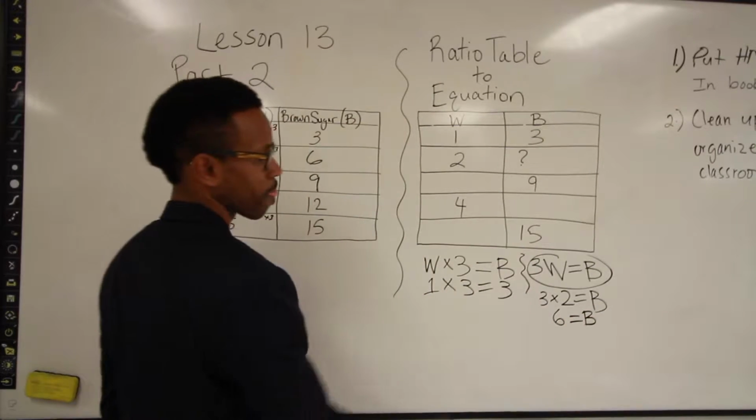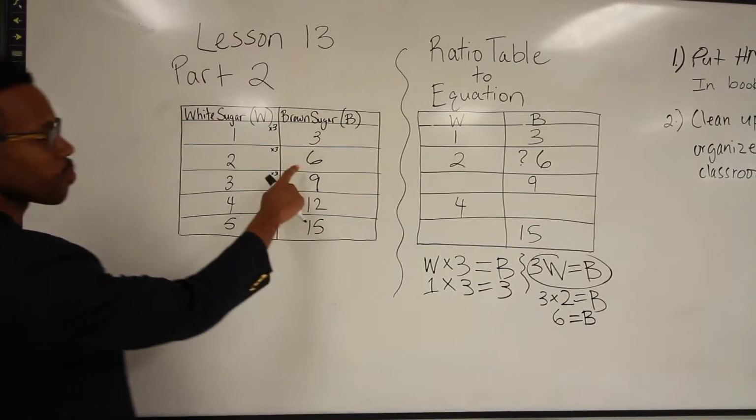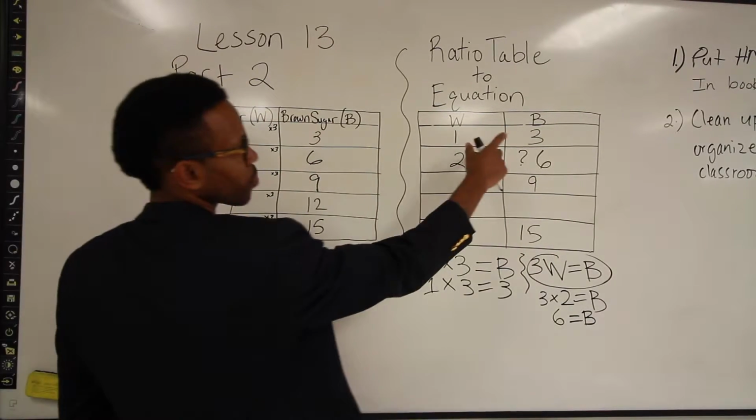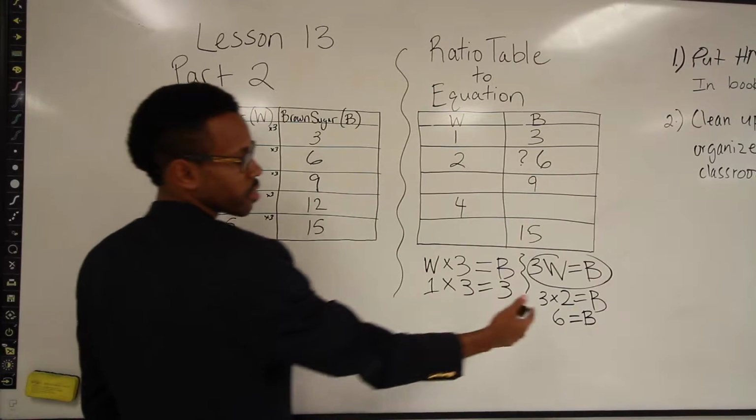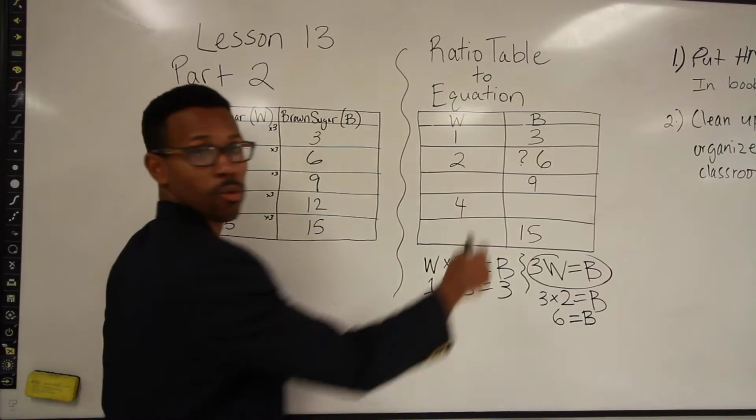Okay, so I know 6 cups of brown sugar is needed. Again, what we already see here. Again, we're simply using this table, the same table here, to just show the effectiveness of our equation. All right, now we're going to go backwards.